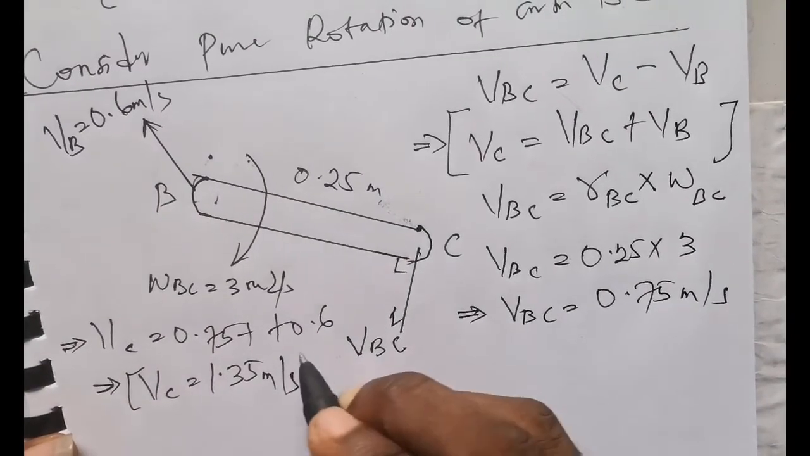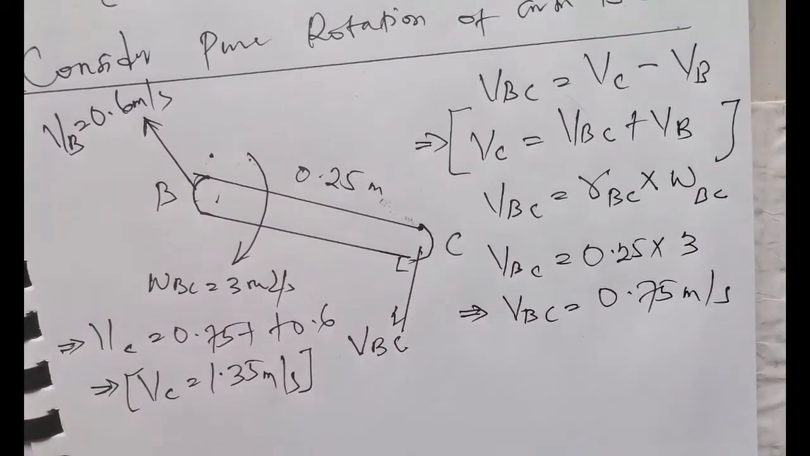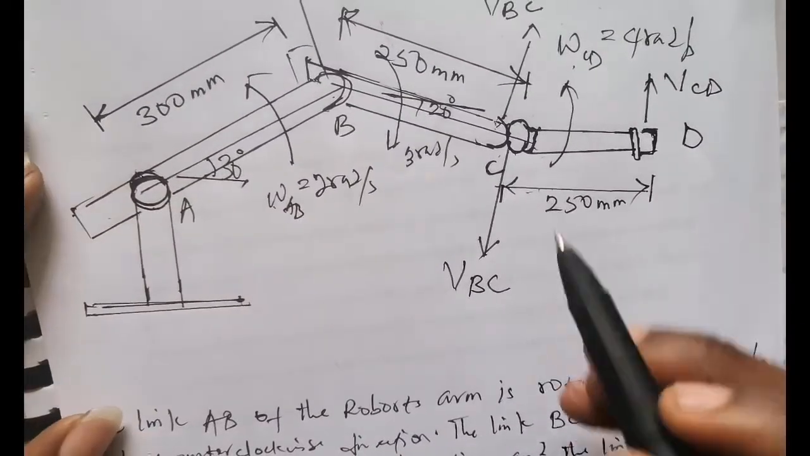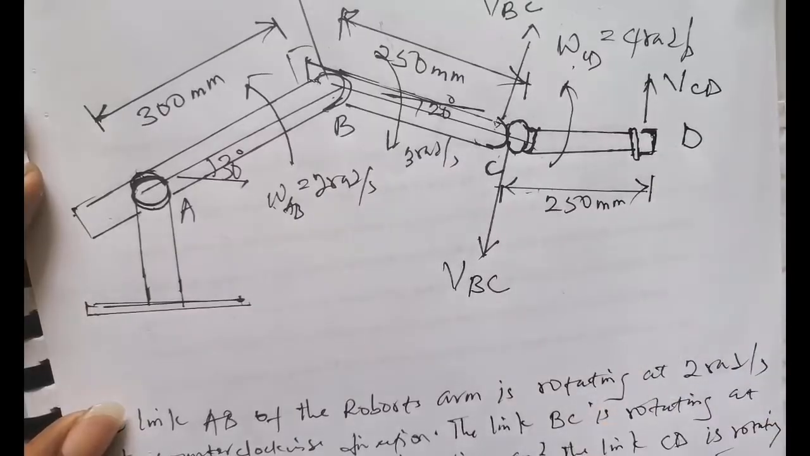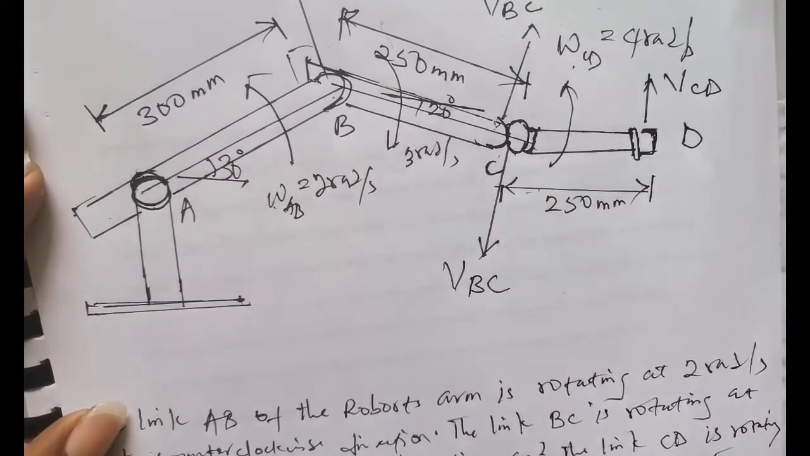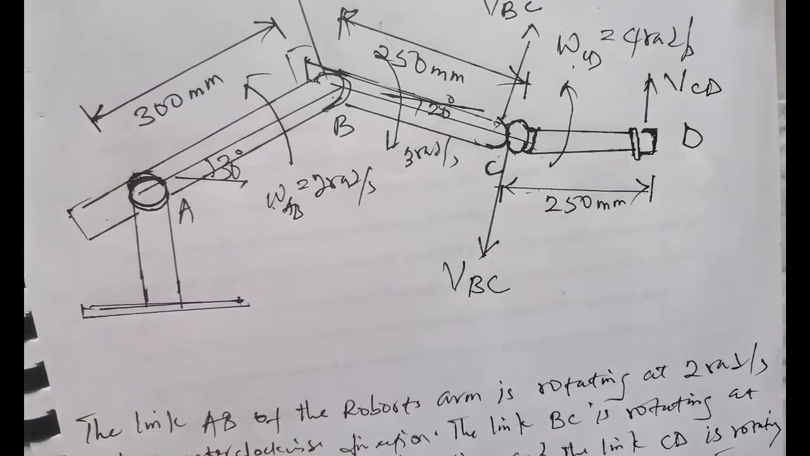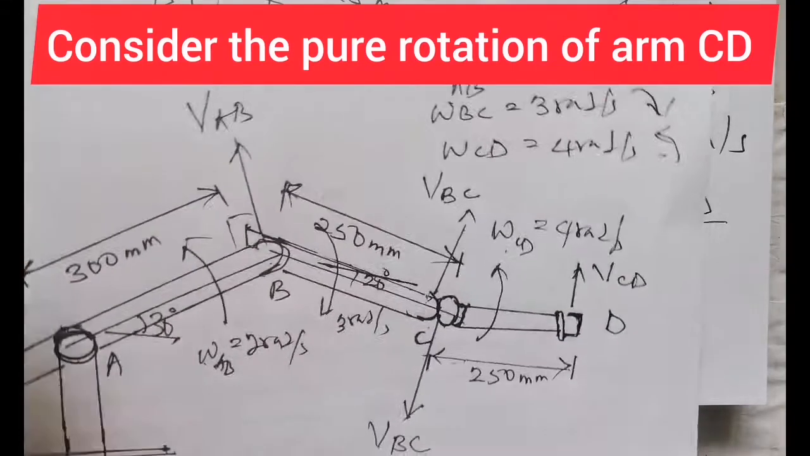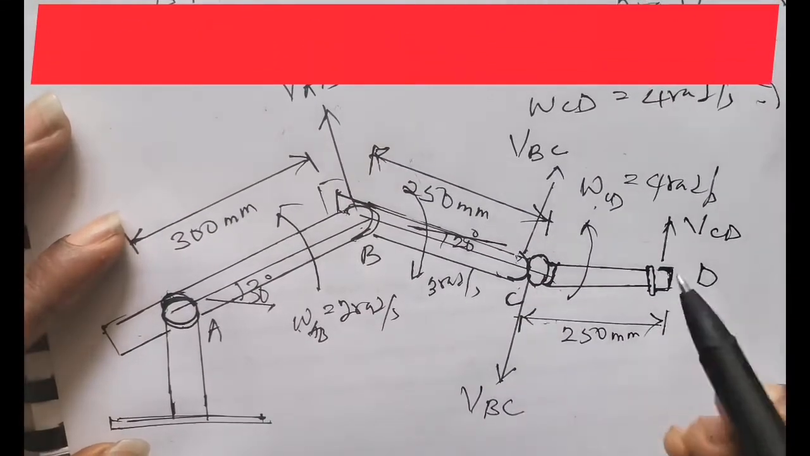Now, if we know the velocity at point C, we still carry out the same analysis. Now, we are going to be considering motion between C to D. So we consider the pure rotation of arm C to D, carrying out the same analysis. That will help us to find the velocity at point D. Okay, so we are considering now pure rotation of arm C to D. So now we consider the motion of arm CD. As can be seen, this is the motion of arm CD.